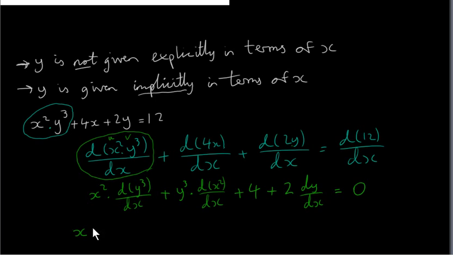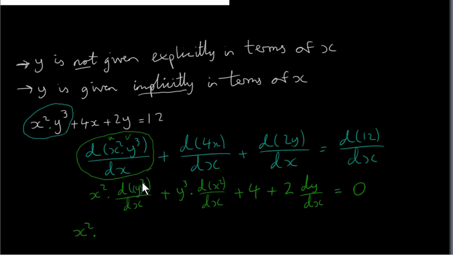Now, we have x squared times the derivative of y cubed with respect to x. Here we can use the chain rule. It's like we're differentiating something in brackets cubed. You can think of y as being an expression in brackets that's cubed.